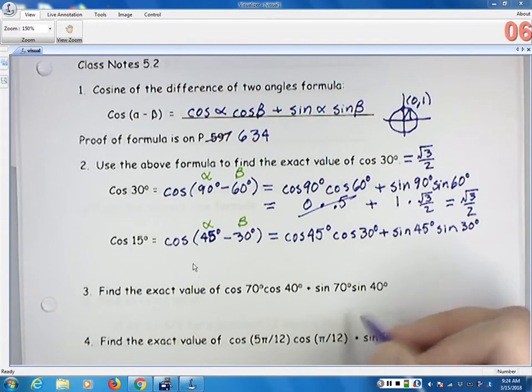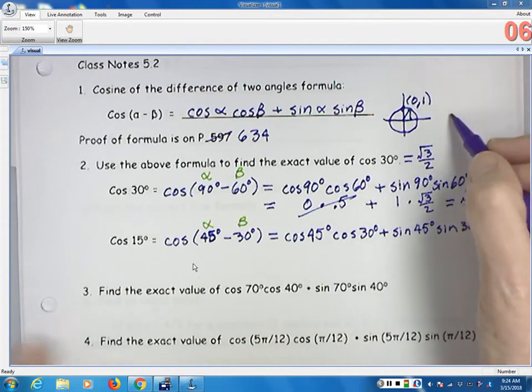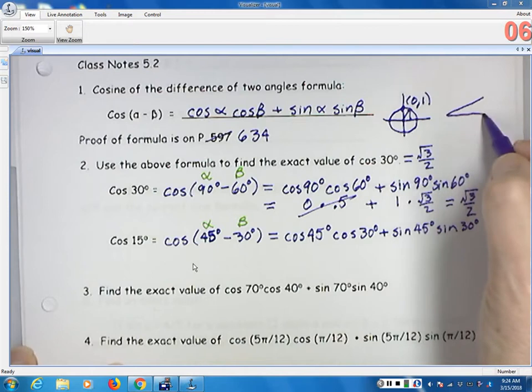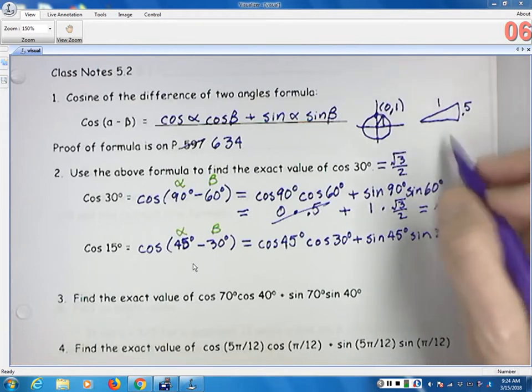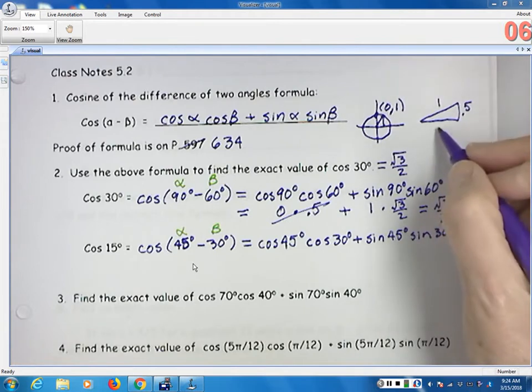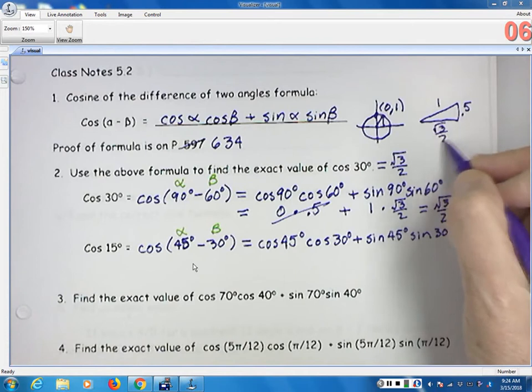Okay, here's our 30-degree angle. This side is a half, on the unit circle, that's 1. And this is square root of 3 over 2.